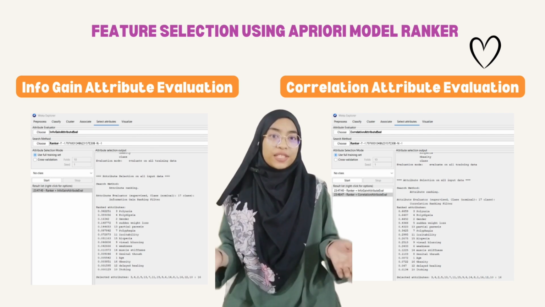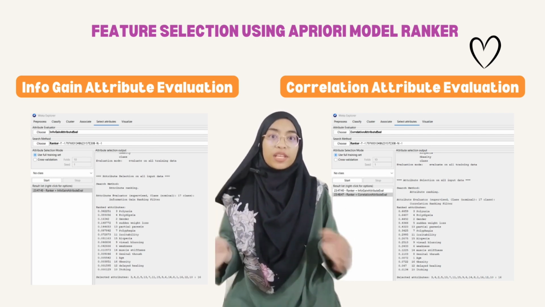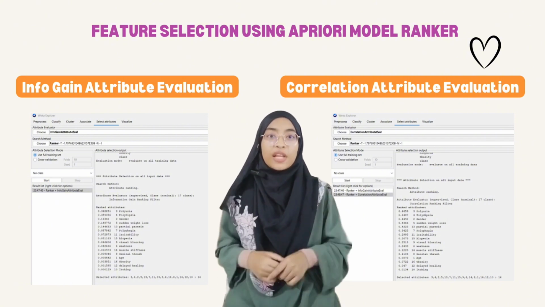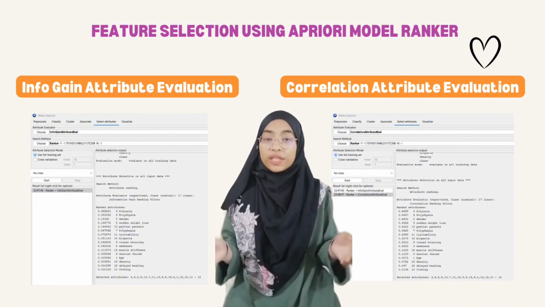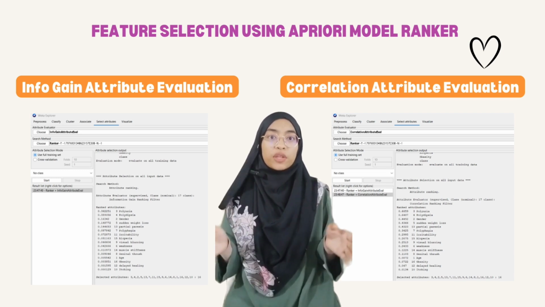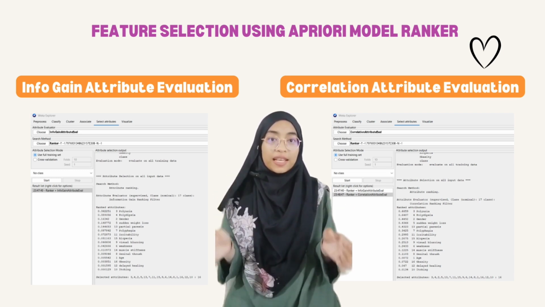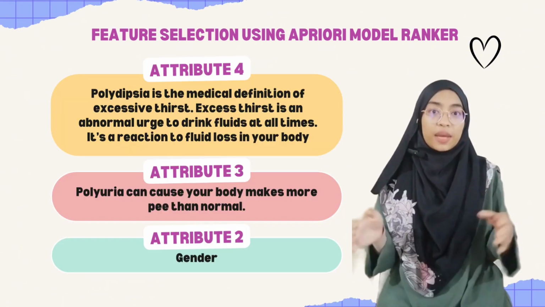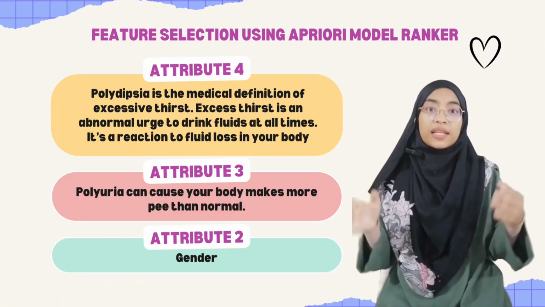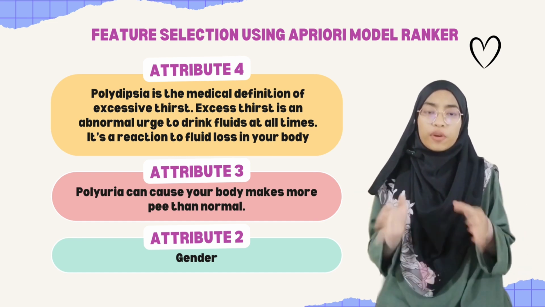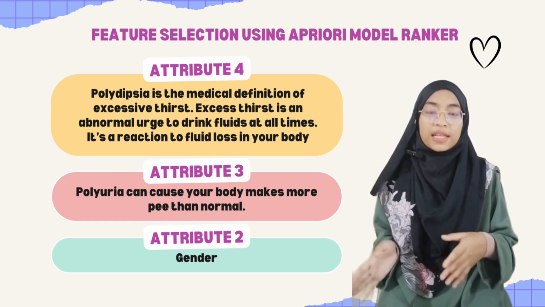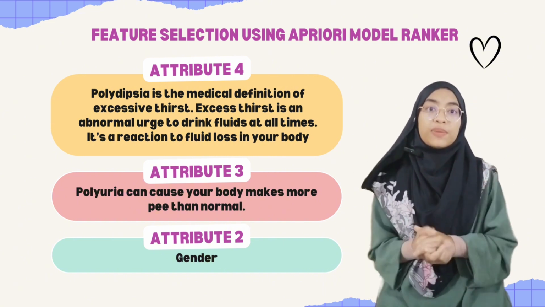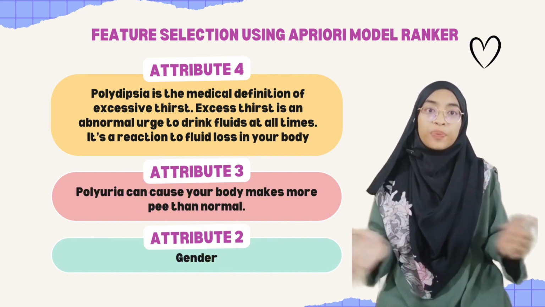Using Weka, the feature selection discovers the most influential attribute using infogain attribute evaluation and correlation-based attribute evaluation, which shows the most influential attribute contributing to the class is polyuria, attribute number 3. In the early stage diabetes risk prediction data set, the key factors identified through information gain and correlation analysis are attribute 3, polyuria, attribute 4, polydipsia, and attribute 2, gender.